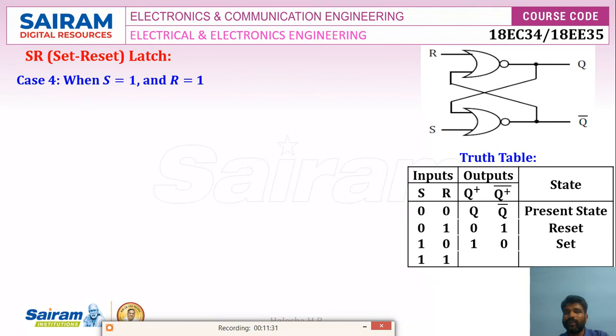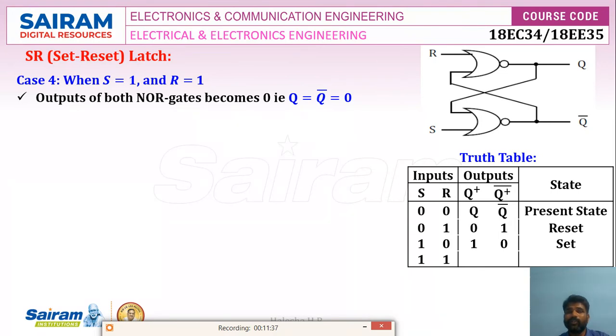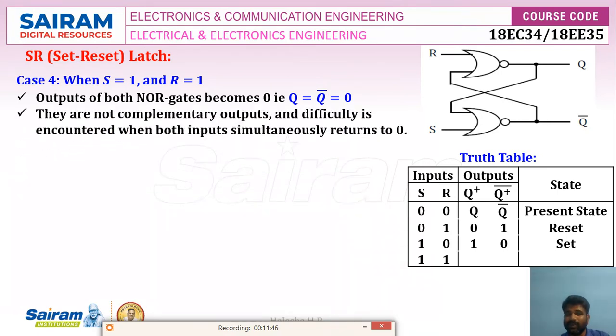So the last case, when both are 1, 1. See, when both are 1, 1, both outputs are forced to 0. The outputs of both the NOR gates become 0. That means Q is equal to 0 and Q bar is equal to 0, so they are not complementary. Difficulty is encountered when both simultaneously return to 0. I mean, it is difficult to analyze when both simultaneously become 0. Suppose if one becomes 0, we can analyze.